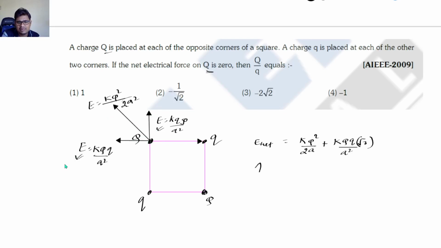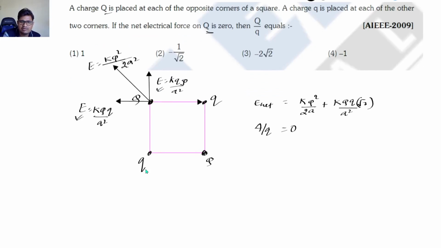Now according to the requirement of the question, this electric field has to be 0 here. So we can put this electric field value equal to 0, and when we put it equal to 0, we are going to get q square by 2a square should be equal to minus Q root 2 times a square. Okay, and this will also be a square here. So you can see that a square and a square will cancel, and q and q square will cancel. So we got Q by q equals minus 2 root 2. The correct option is option 3rd.